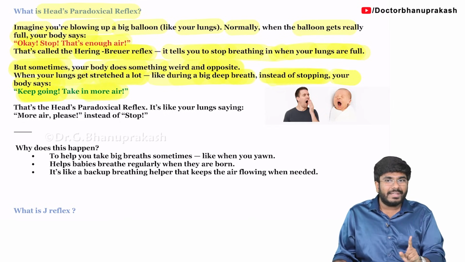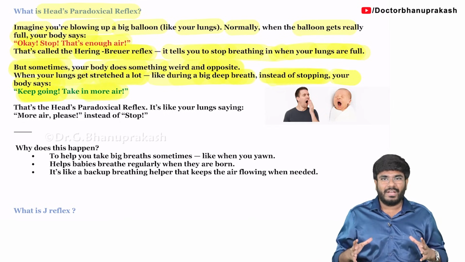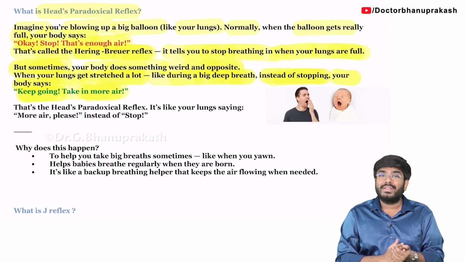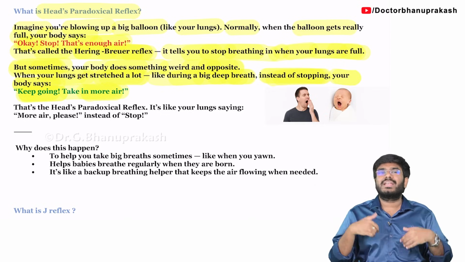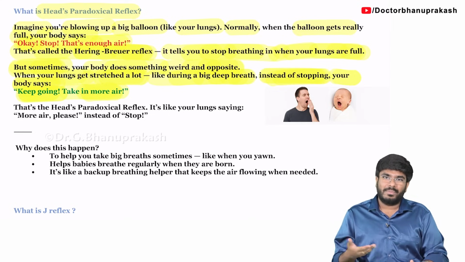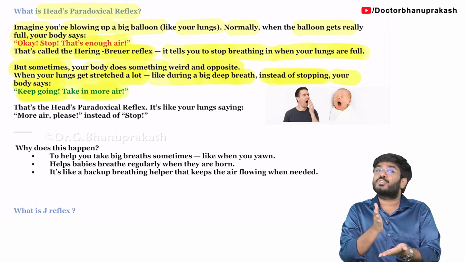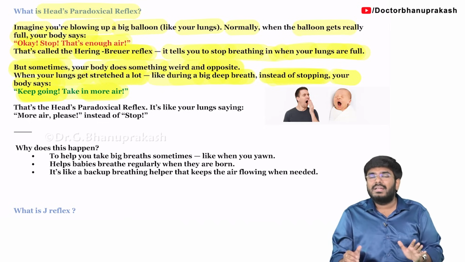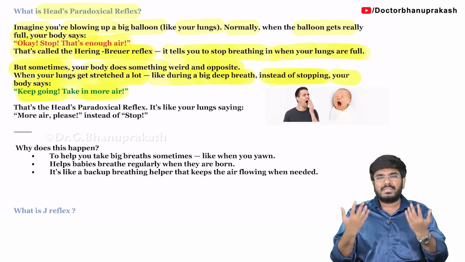Usually, listen, whenever there is hyperinflation of the lung, your body has to stop the inspiration. But what if your body says, keep going, take as much air as possible? That is called Head's paradoxical reflex. Why is it paradoxical? Paradox means unusual. Usually the inspiration should stop with the help of the Hering-Breuer inflation reflex. But sometimes the body says, keep going, take as much air as possible.